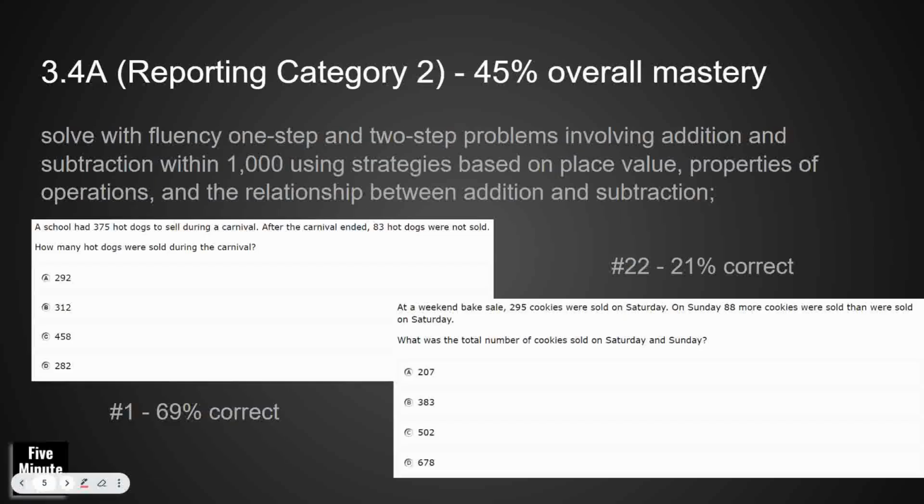So next we have 3.4a, reporting category 2. We had 45%. This was tested twice. We're solving with fluency 1-step and 2-step. Now look at the difference between this particular standard and these two items.